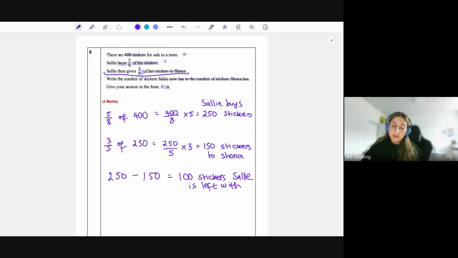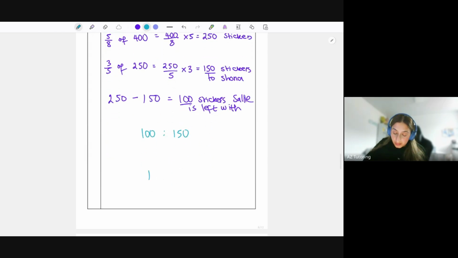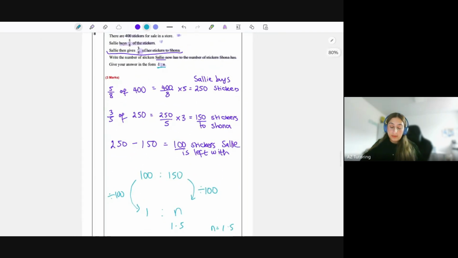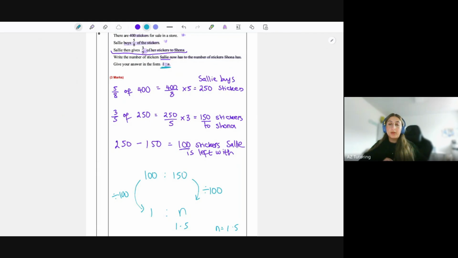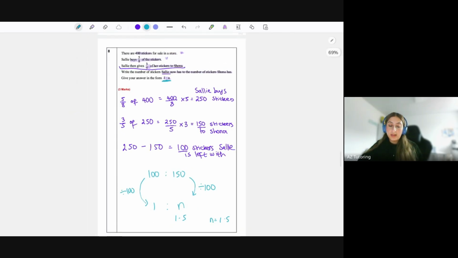Now the last part of the question says to write down the number of stickers Sally now has to the number of stickers Shona has. Sally now has 100, and Shona has 150, so the ratio is 100 to 150. It's given us a clue that it needs to be in the ratio 1 to n. So we need to get from 100 down to 1. You divide by 100, so I'm going to do 150 divided by 100 on the other side. 150 divided by 100 is just 1.5. So n is 1.5. The clue in the question tells us what we need to divide the ratios by. So that's question 8.